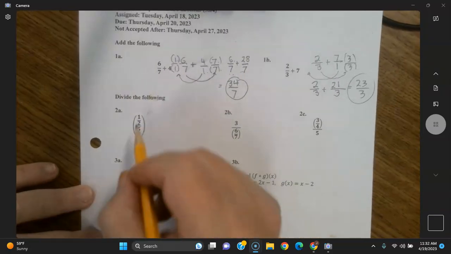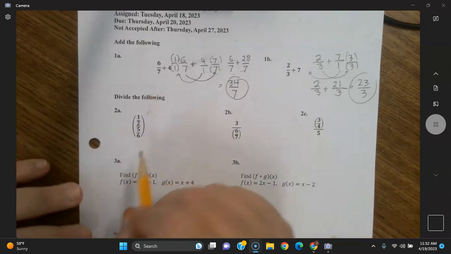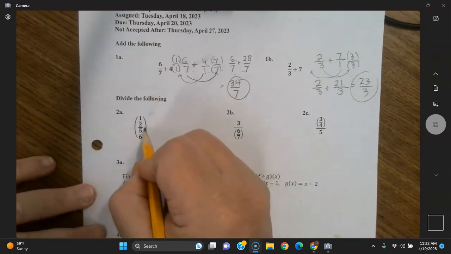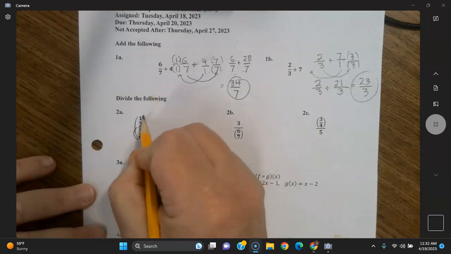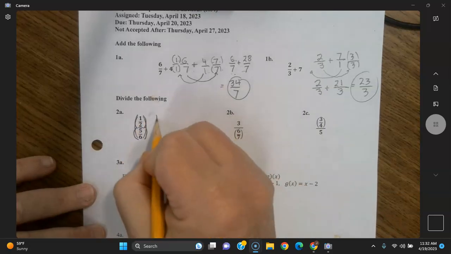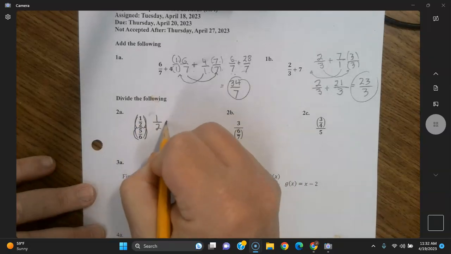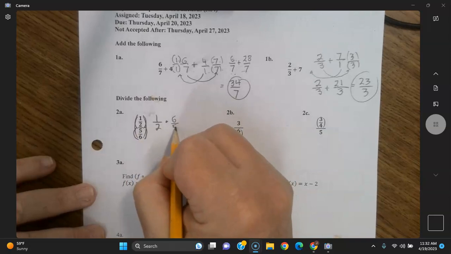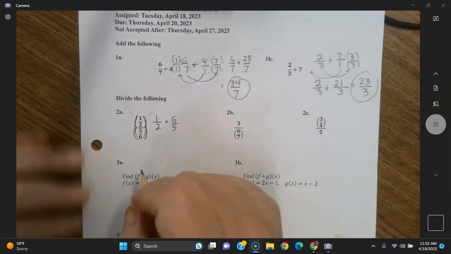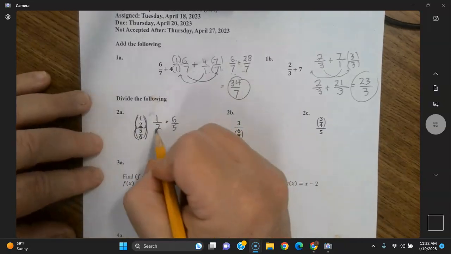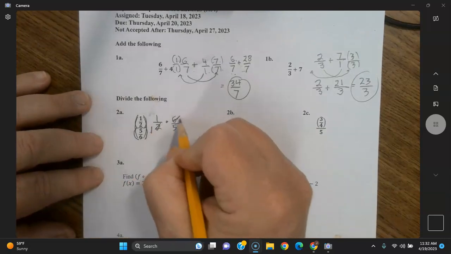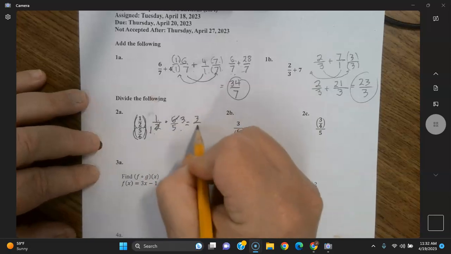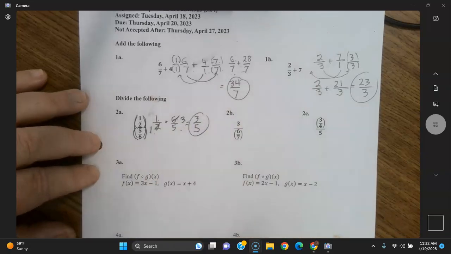Division. Okay, this is the flip. Some of you say keep, change, flip. So I just say flip the bottom and multiply. This really should be a set of parentheses here and another set up there. So it's 1/2. The top stays the same, that's the keep, and then you flip the bottom. 6 over 5. And always try to reduce multiplication of fractions before you do it. So 2 goes into 2 one time, 2 goes into 6 3 times. 1 times 3 is 3, 1 times 5 is 5, and you have 3/5.